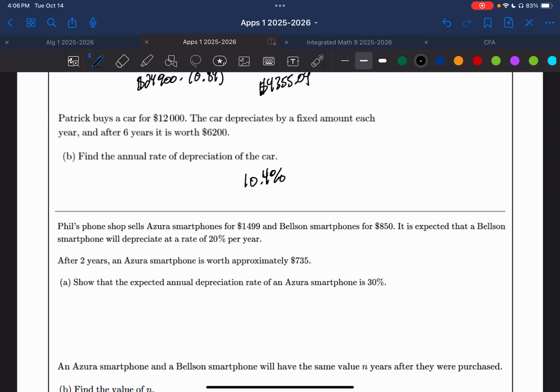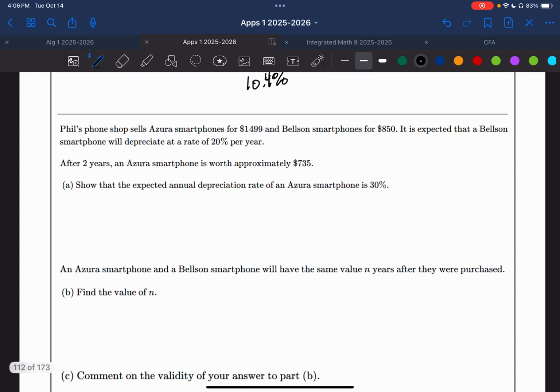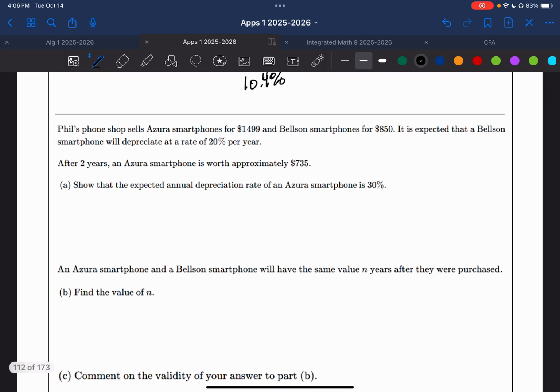All right. And then Phil's phone shop sells Azura smartphones for $1,499 and Belson smartphones for $850. It is expected that a Belson smartphone will depreciate at a rate of 20% per year. After 2 years, an Azura smartphone is worth $735. So show that the expected annual depreciation rate of Azura is 30%.